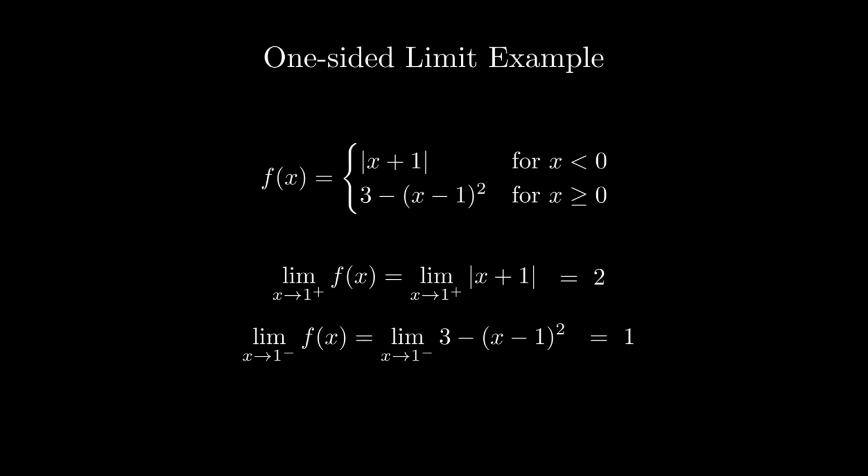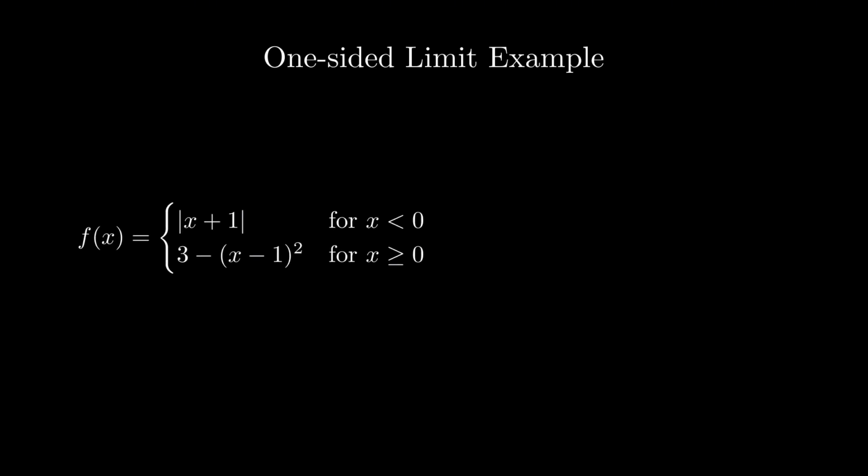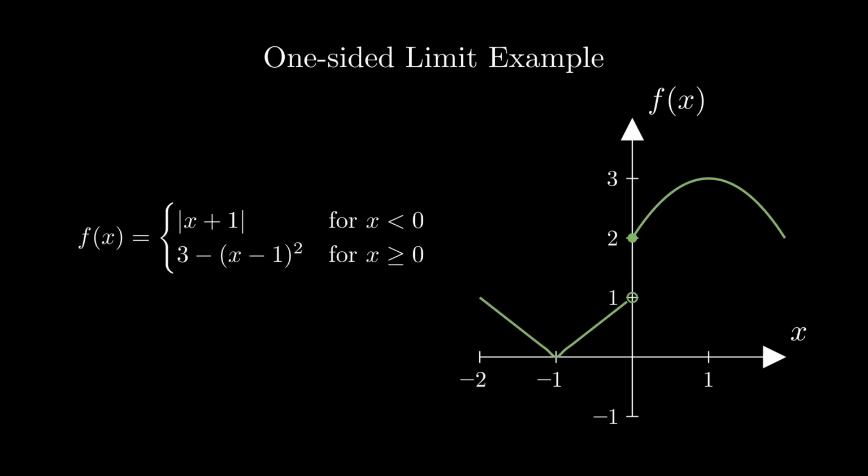Direct substitution gives us that the left-hand limit is 1, whereas the right-hand limit is 2. Note that since the left and right-hand limits differ, the two-sided limit at x equals 0 does not actually exist. By the way, here's a graph of the piecewise function, and as you can see, the right and left-hand limits do in fact equal 2 and 1 respectively.